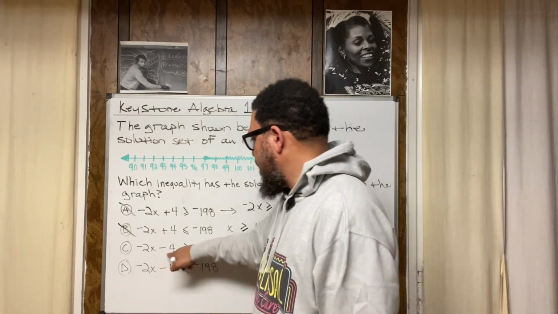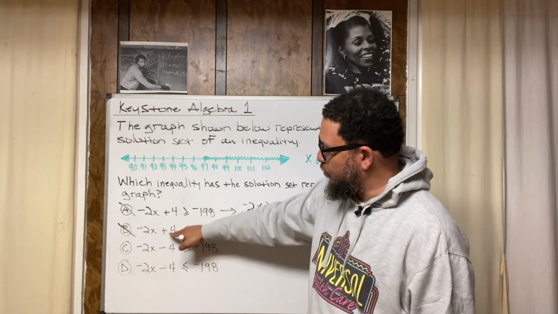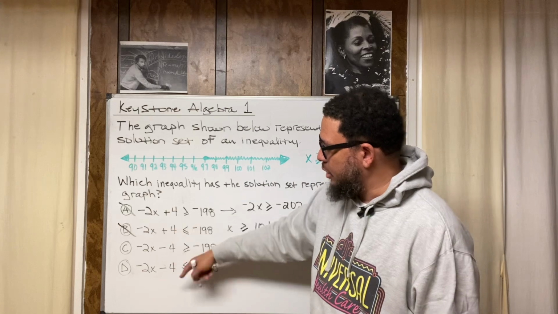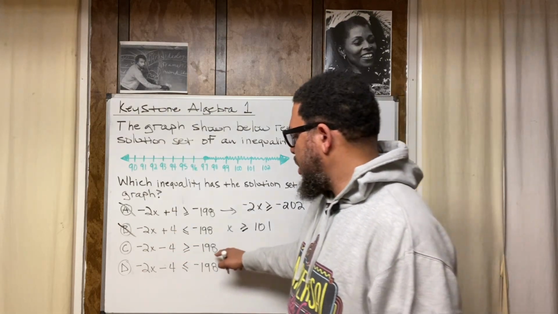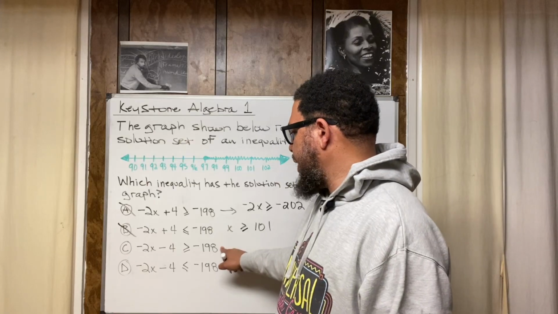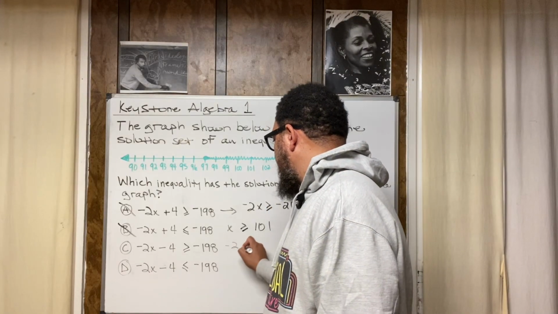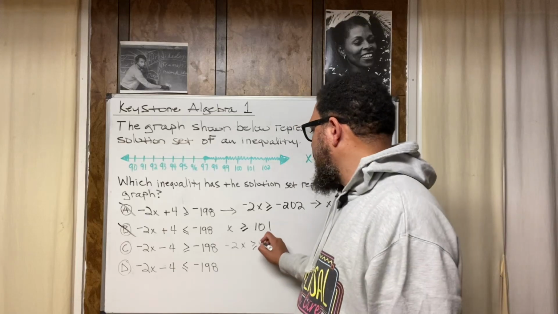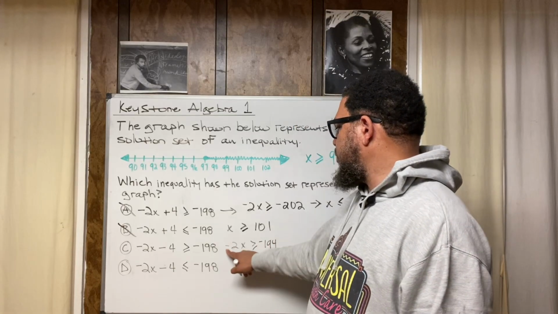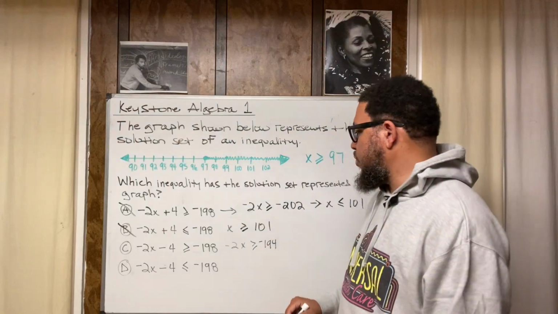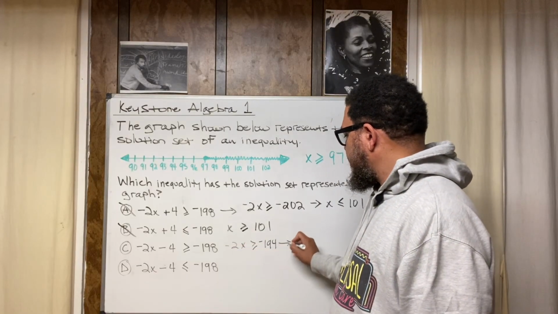Now, what about this one? I'm going to add 4 because I got to do the opposite operation. In these two, we had plus 4. The opposite is subtraction. Here, we're going to do plus 4, which means we're going to add 4. So we're going to end up with negative 2x is greater than or equal to negative 194. Then we're going to divide by negative 2.